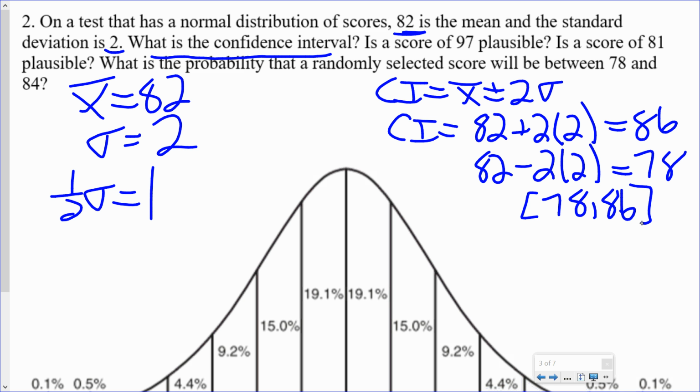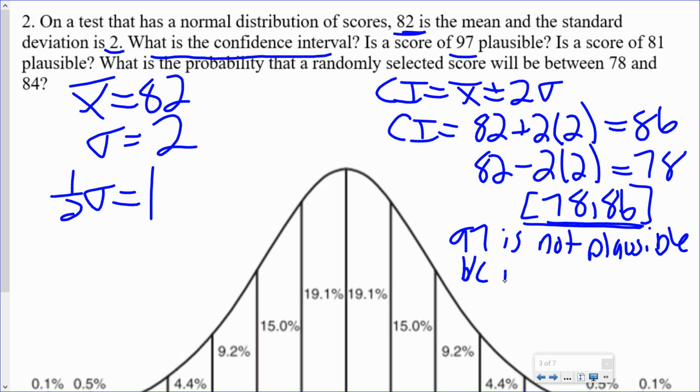Is a score of 97 plausible? Is a score of 81 plausible? Well, you have to look to see, are those values in the confidence interval? To determine if something's plausible or expected, I need to see if it's inside the confidence interval. 97 is not inside. It is not between 78 and 86. So 97 is not plausible because it's not in the confidence interval.